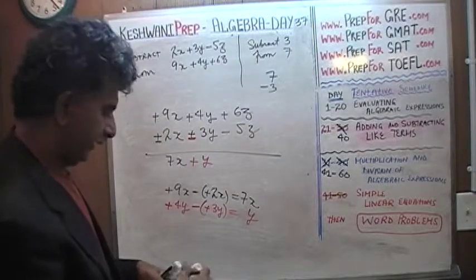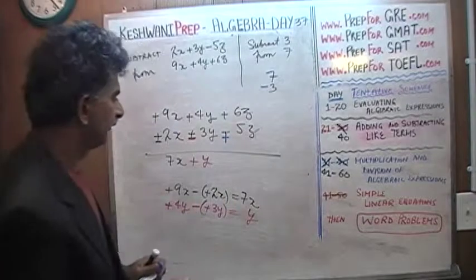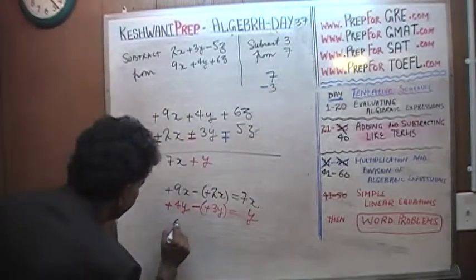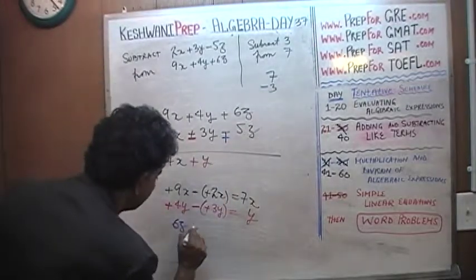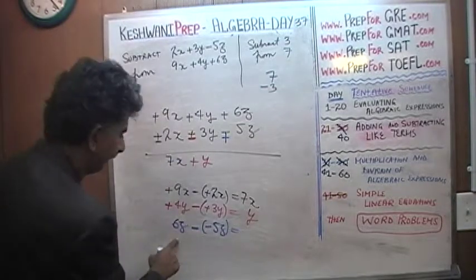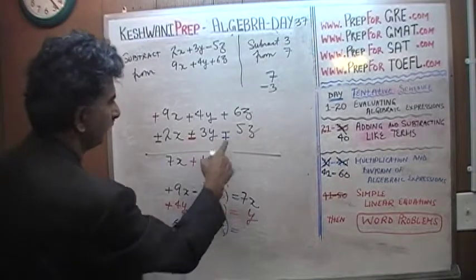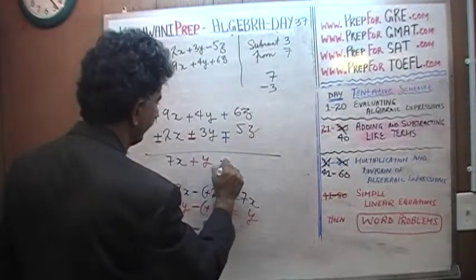Same thing is going to happen here. This negative is going to become positive because we're subtracting. I'm going to show it here. 6z plus negative, minus negative 5z. 6z minus a negative 5z becomes positive because negative and negative is positive. So it becomes 11z.